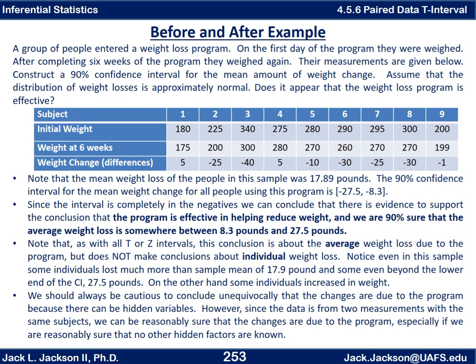Now, let me put a couple of cautions here and make sure we understand what we're doing when we're interpreting this. So note that as with all t or z intervals, the conclusion is about the average weight lost due to the program. In other words, it's an interval for the average weight loss. It does not make conclusions about individual weight loss. So notice that even in this sample, some individuals lost much more than the sample mean of 17.9 pounds, and some even beyond the lower end of the confidence interval, 27.5 pounds. So I think there's somebody there that lost 40 pounds, well beyond the 27.5 pounds, well beyond the 17.9 pounds. Okay. On the other hand, we have some individuals on the other end. We even had at least one individual there that actually gained weight.